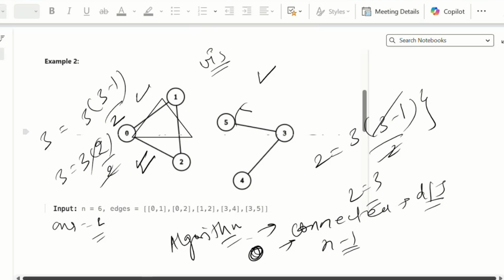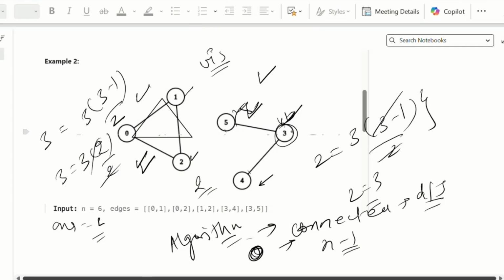Then we will not traverse 1 because it is already visited by 0. Then 2 is already visited, so we will not traverse 2. Then we start from 3 and use DFS, marking all these vertices as visited. Then 4 and 5 will already be visited by 3. So we can say that 2 is the number of connected components here.